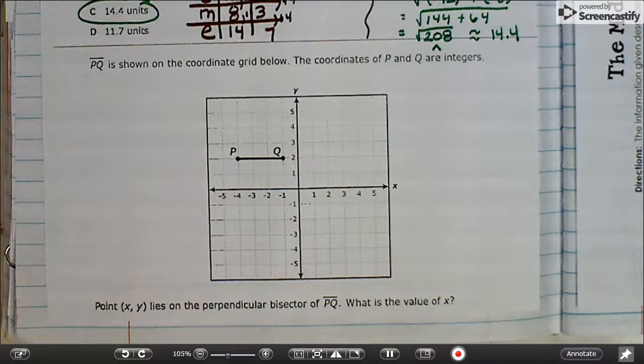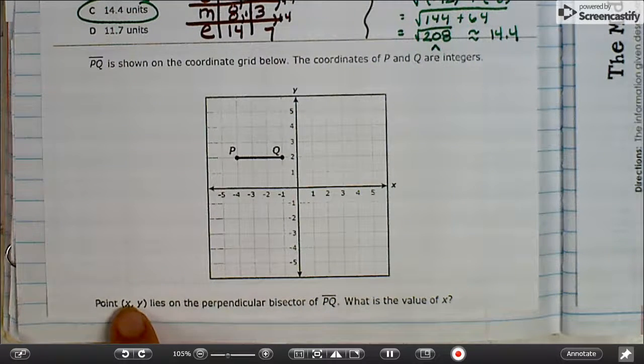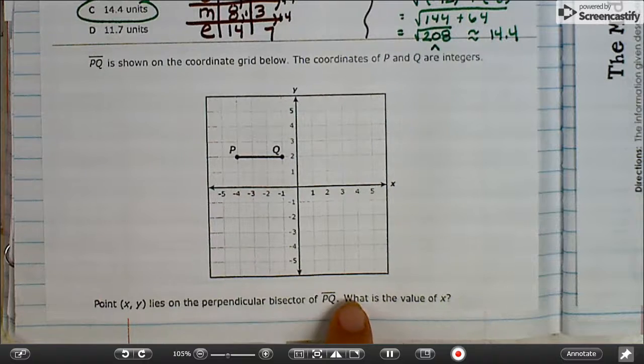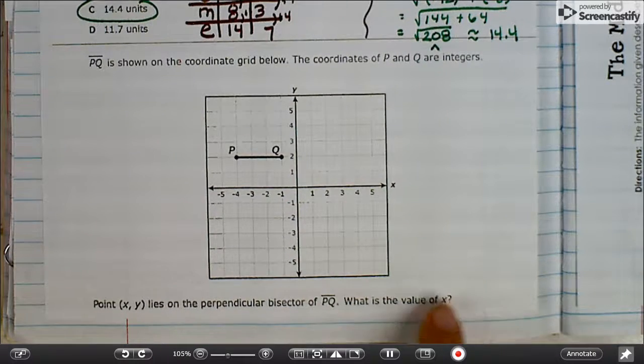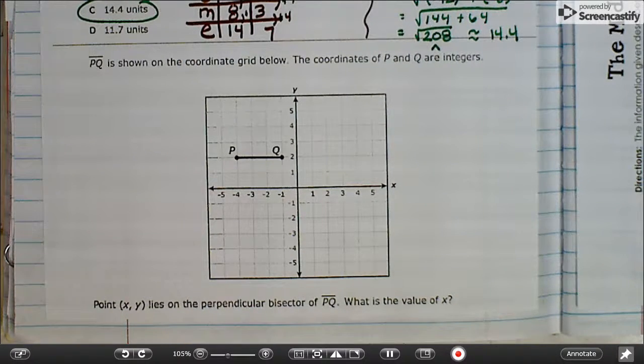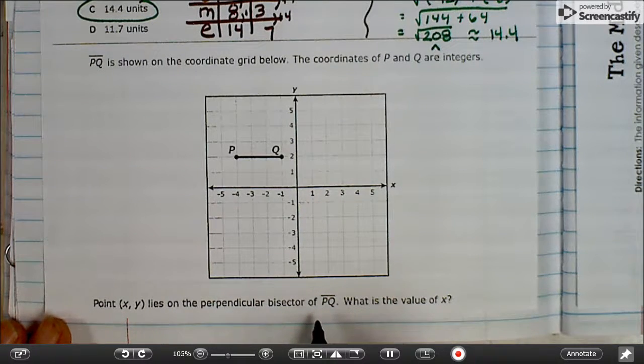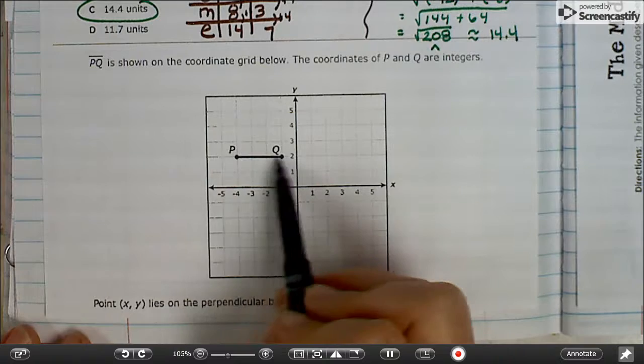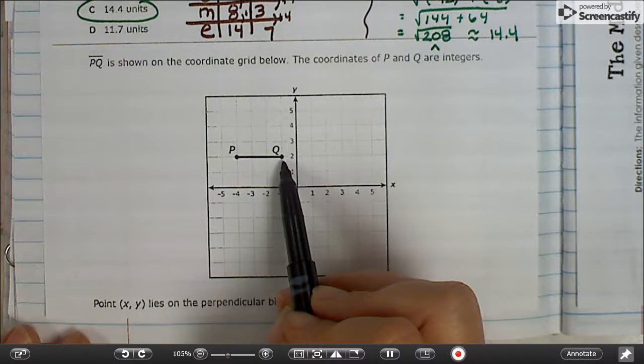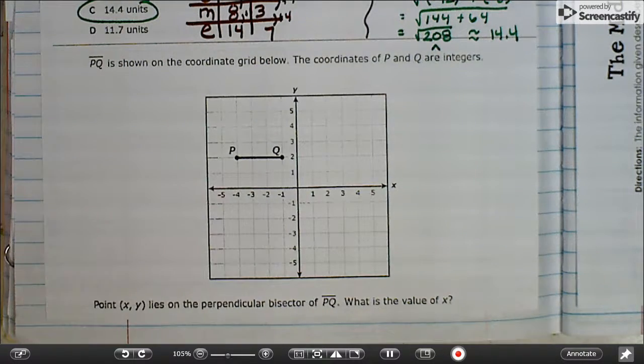PQ is shown on the coordinate grid below. The coordinates of P and Q are integers. Point XY lies on the perpendicular bisector of PQ. What is the value of X? Well, if it's on the perpendicular bisector, the X value has to be the middle of these two. And while you can eyeball it, we're not going to eyeball it.